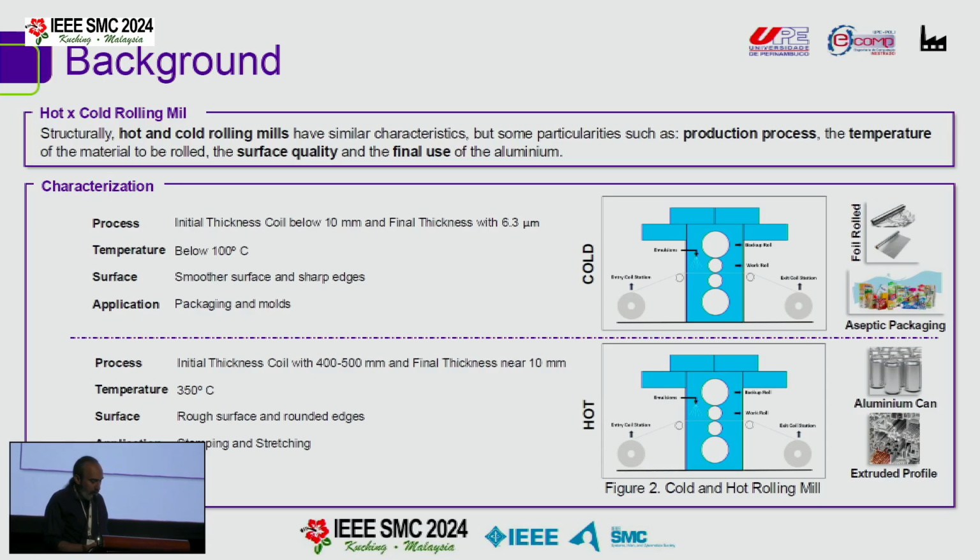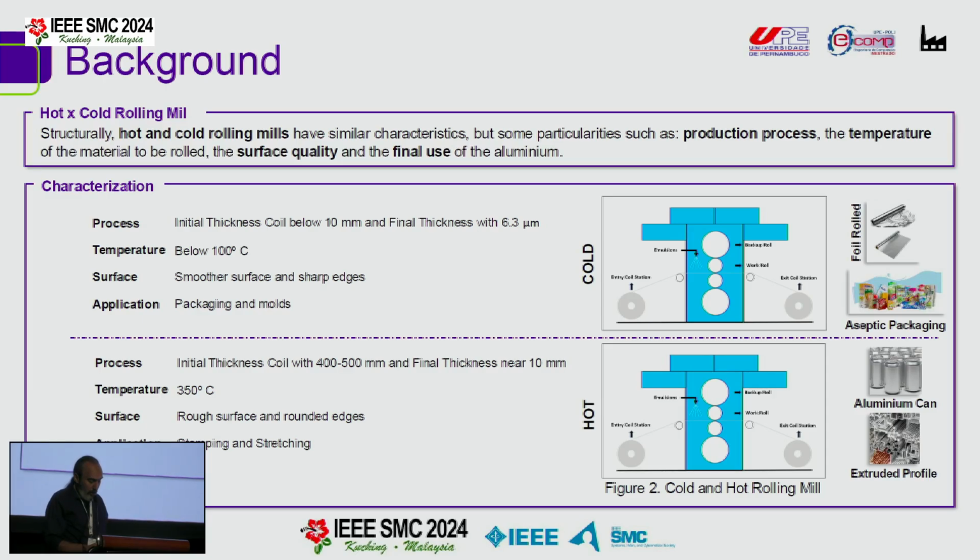Structurally, hot and cold rolling mills have similar characteristics, but some particularities such as production process, the temperature of the material to be rolled, the surface quality, and the final use of the aluminum. Here we have two distributions about cold and hot rolling process. For cold process, initial thickness is about 5 millimeters and final thickness about 0.0063 millimeters. Working with temperature below 100 Celsius degrees, and the final use for packaging and molds application.